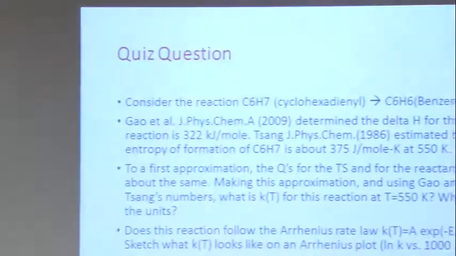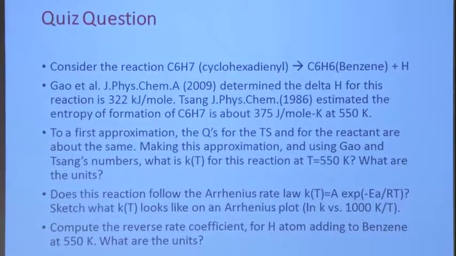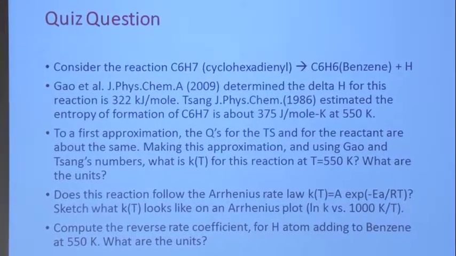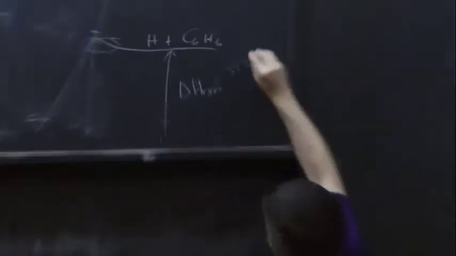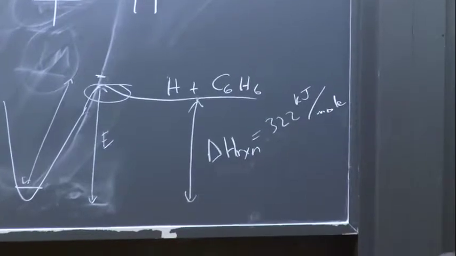So in 2009, the delta H was determined. Is that right? So that number was known. This is equal to 322 kilojoules per mole, which is big, right? So as we said, this is a big number.